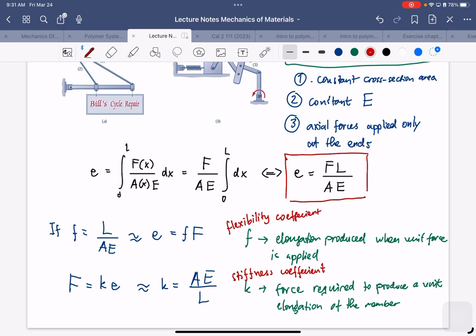Okay, we'll skip some parts. There are actually sections for non-homogeneous members, but I will skip that part. That will be maybe in the later sections.